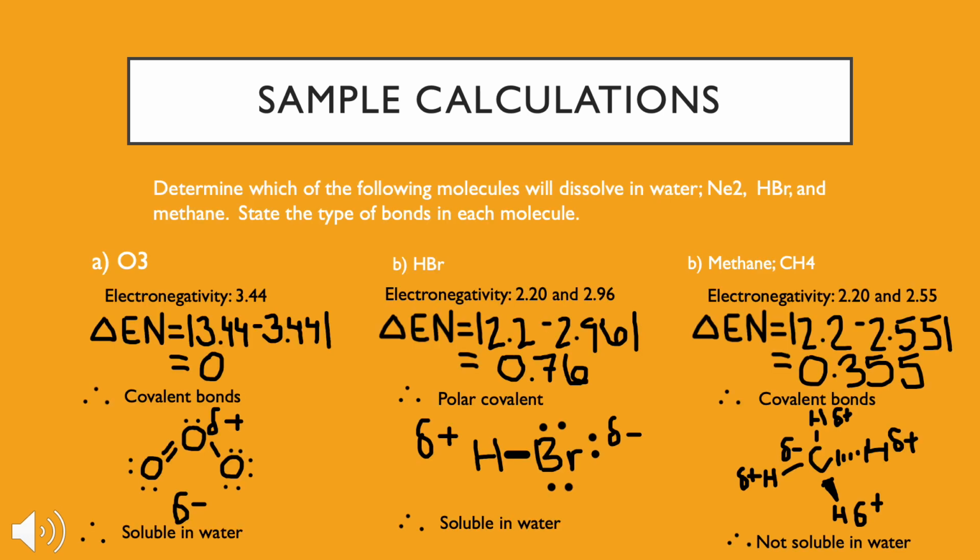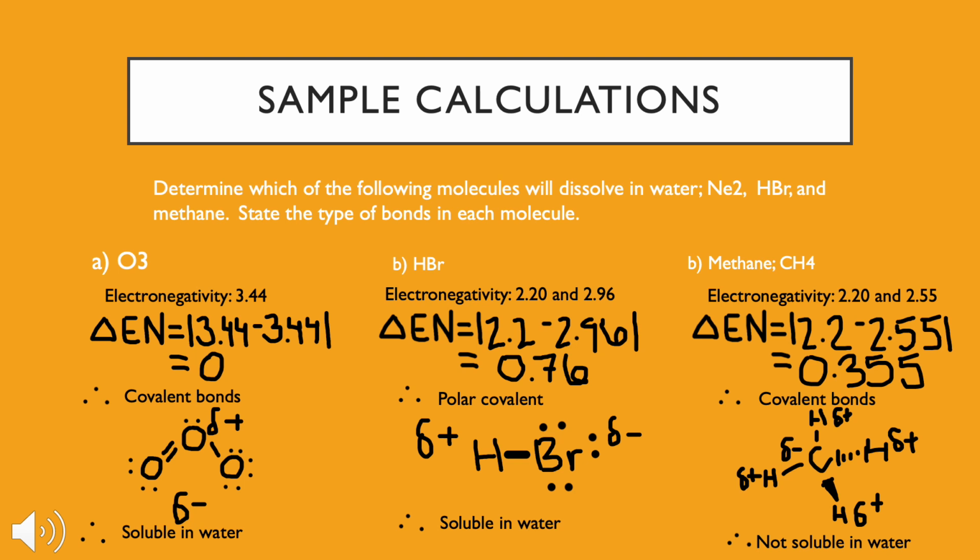Regarding ozone, oxygen has an electronegativity of 3.44. Therefore, the electronegativity difference between each oxygen atom is zero. When the electronegativity difference is zero, covalent bonds are present within the molecule. When the shape of ozone is drawn out, it is recognized that the center oxygen is partially positive and the other oxygens are partially negative, creating a bent shape. The molecule is polar and therefore soluble in water.